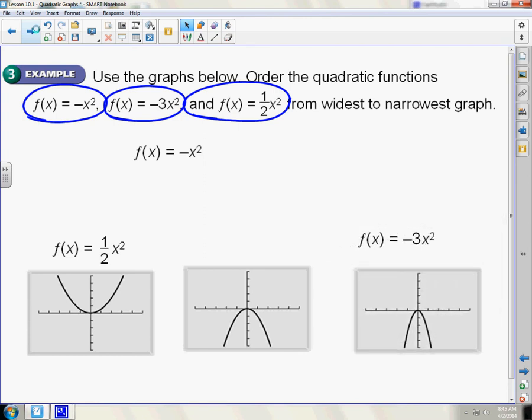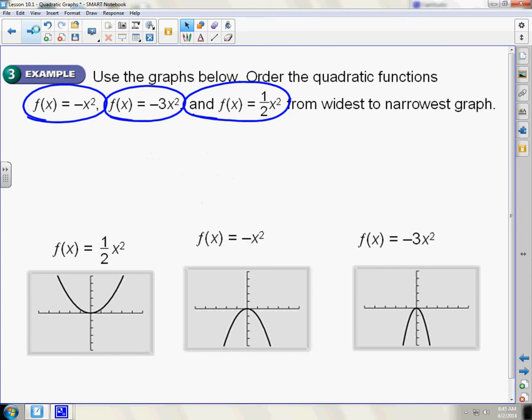Imagine if you're squaring something and then timesing it by 3, it's going to grow really fast. So my numbers get really big really quick. So that one goes there. And then this is the standard x squared parabola, but it's negative, so it opens down. So this is from widest to narrowest.